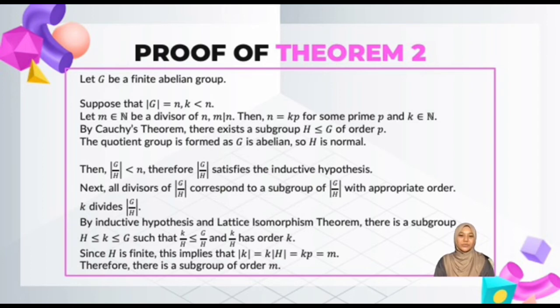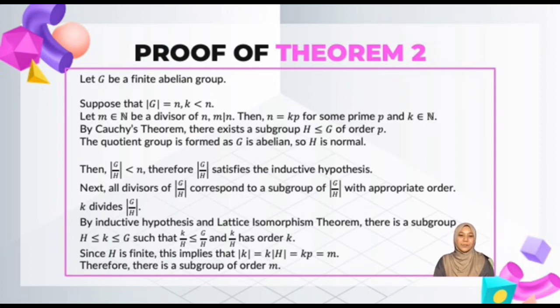The quotient group is formed as G is abelian, so H is normal. Then the order of G over H is less than n. Therefore, G over H satisfies the inductive hypothesis. Next, all divisors of the order of G over H correspond to subgroups of G over H with appropriate order. k divides the order of G over H.